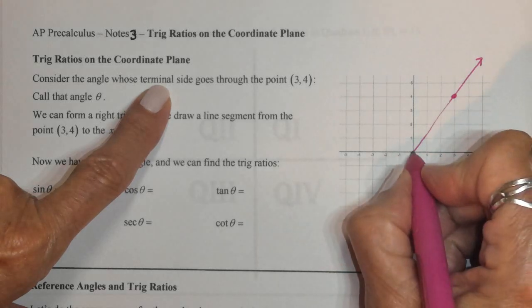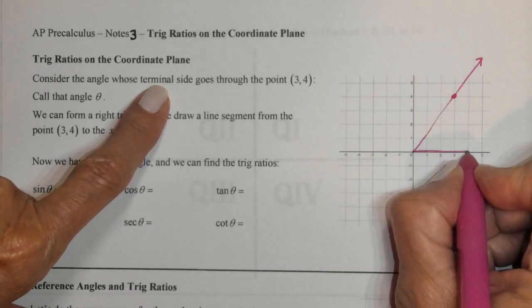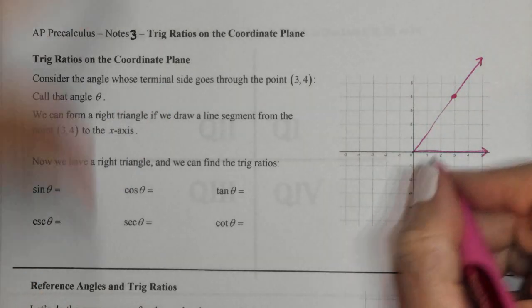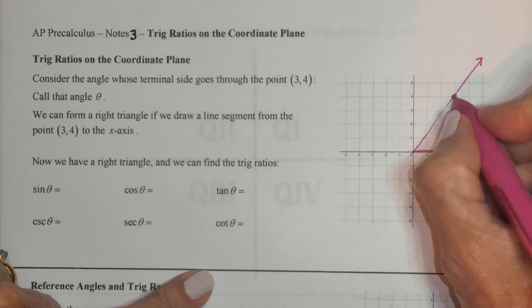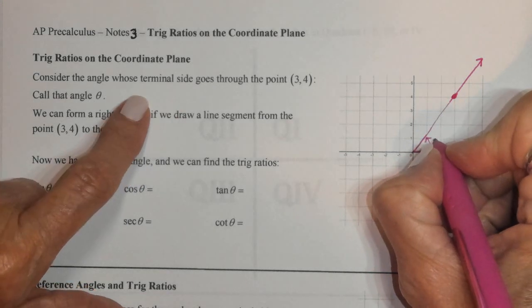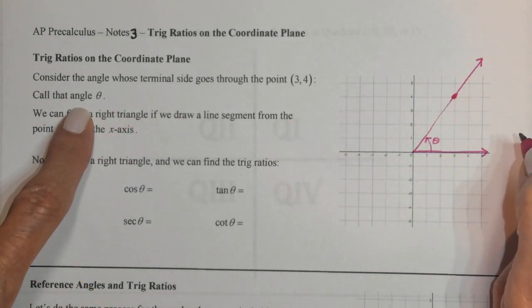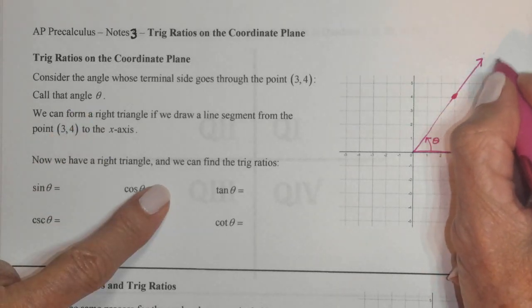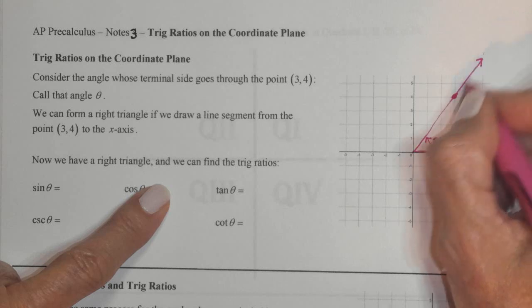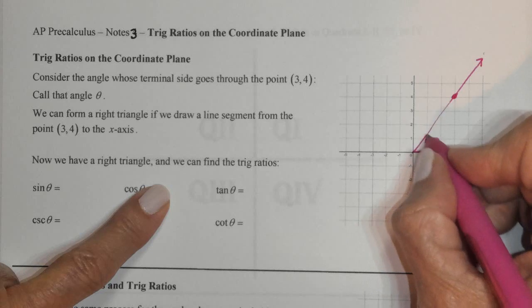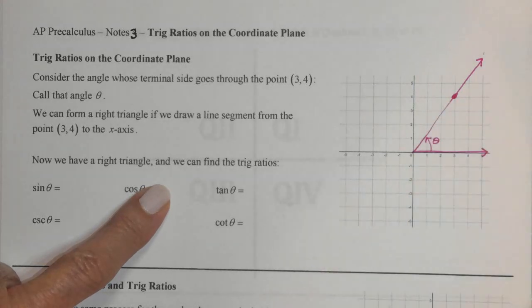The initial side is always right there. That's always the initial side. So the terminal side is here. Here's the initial side. It goes to the point (3, 4). So we're going to call this angle right here theta. Lots of times kids like to put theta right up there, and it's confusing. Theta is not that ray. It's not the name of that ray. Theta is the angle right here.